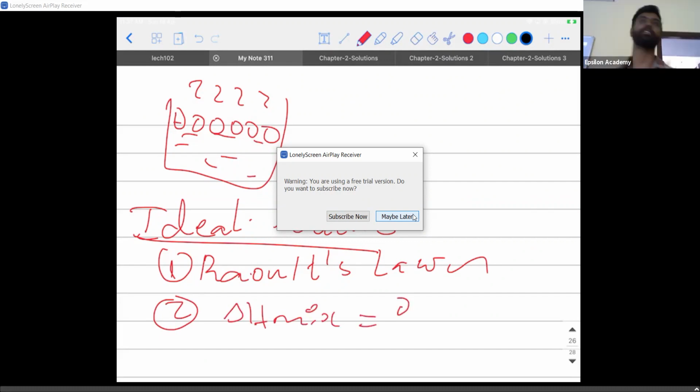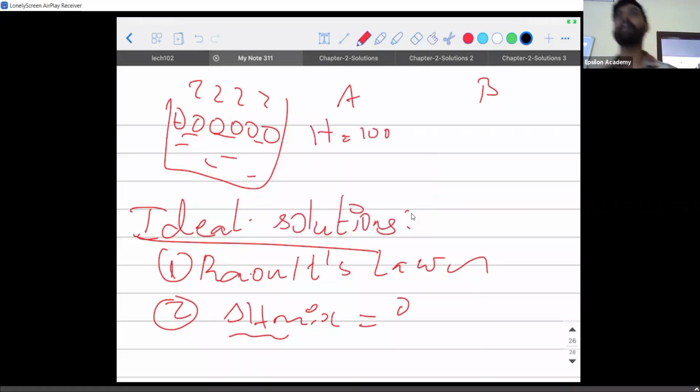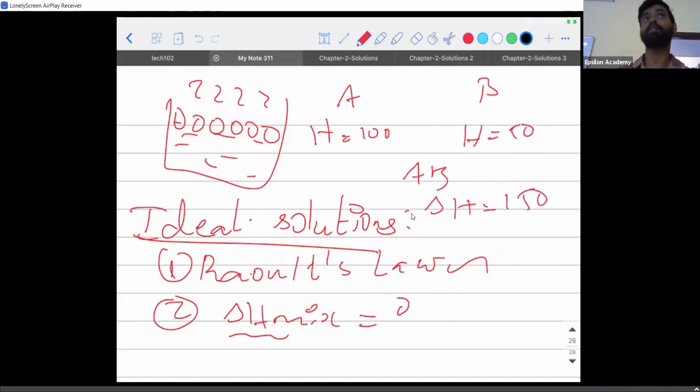Okay. Now what do you mean by this? Delta H mix means enthalpy of mixing. Now please understand. Say I have a liquid A, I have a liquid B. Assume that liquid A has an enthalpy of say 100. Liquid B has an enthalpy of say 50. Now if I'm going to make the solution AB, what will be the change in enthalpy if I mix? It should be 150.